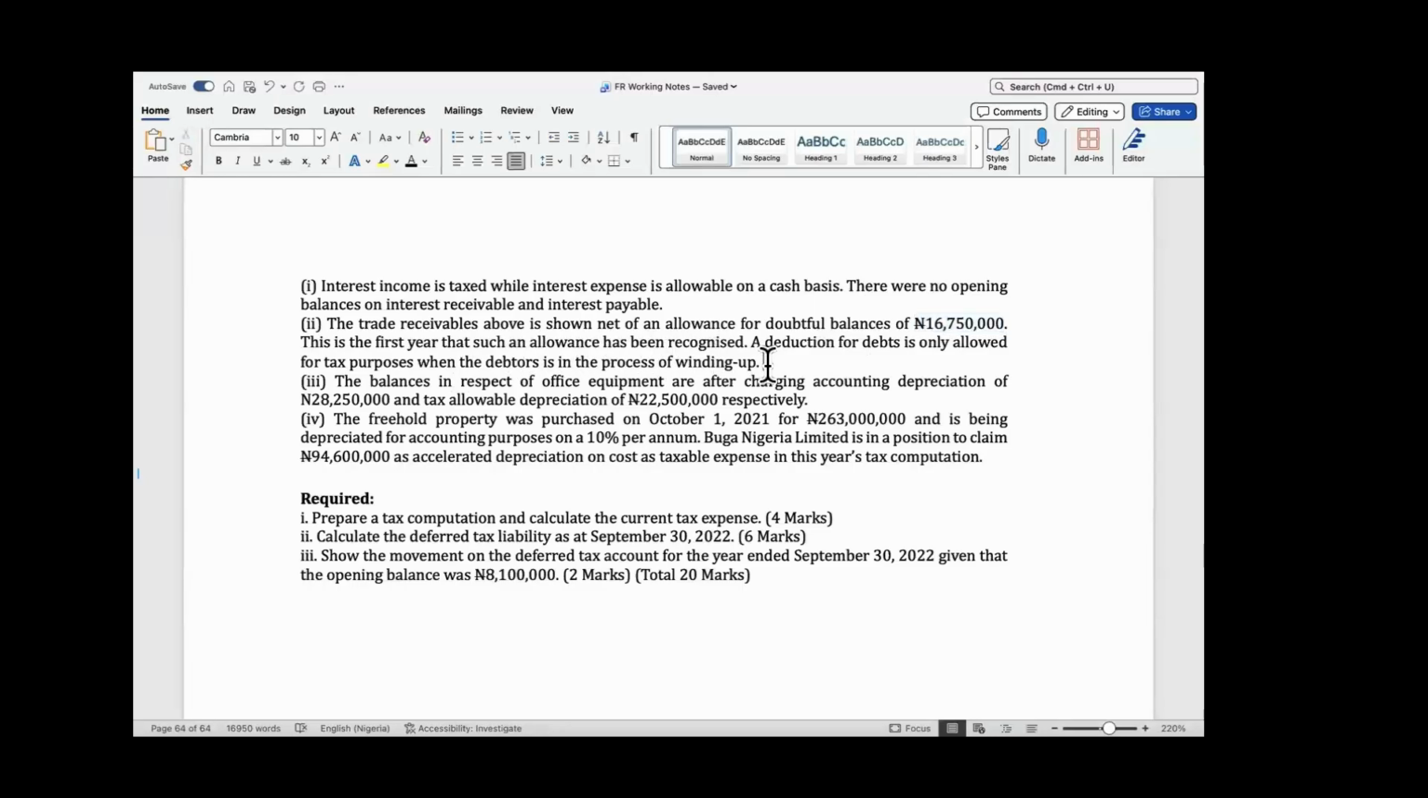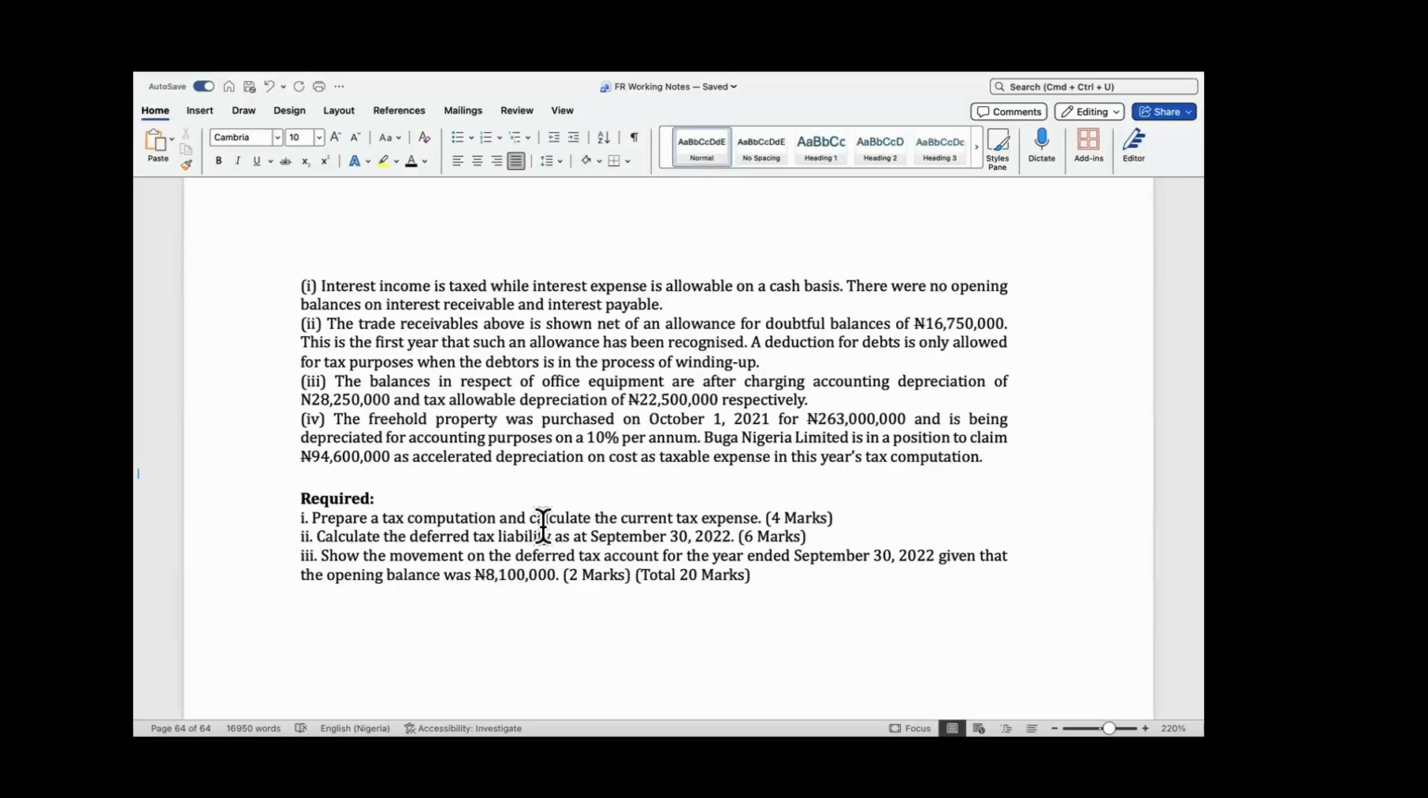The balances in respect of office equipment are after charging accounting depreciation of 28.2 million and tax allowable depreciation of 22.5 million respectively. The freehold property was purchased on October 1st, 2021 for 263 million and is being depreciated for accounting purposes at 10% per annum. Buga Nigeria Limited is in a position to claim 94.6 million as accelerated depreciation on the cost as a tax expense in this year's tax computation.